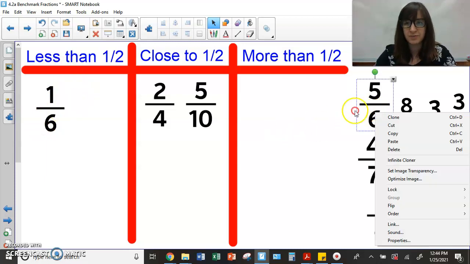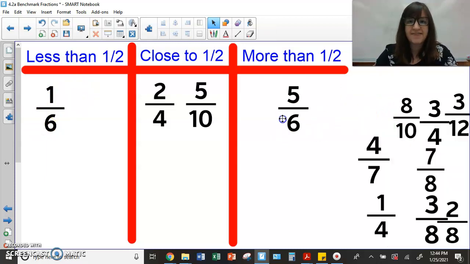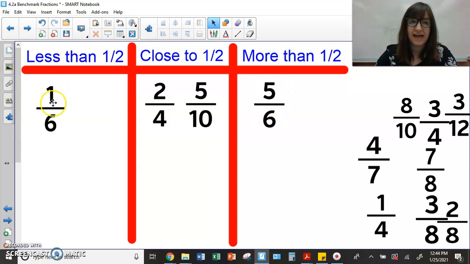I see another fraction with a denominator of 6, and this one has a numerator of 5. That means all but one of the pieces we are counting. This one is definitely more than 1/2 because just like we said earlier with our 6, half of 6 is 3. So 5 is significantly more and 1 is significantly less. So just by looking at those, I can see.